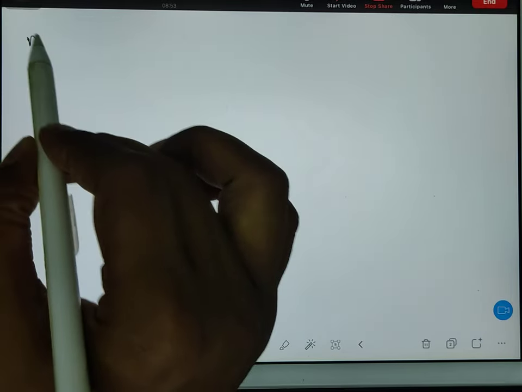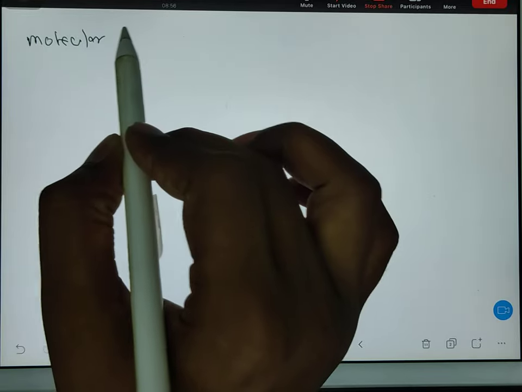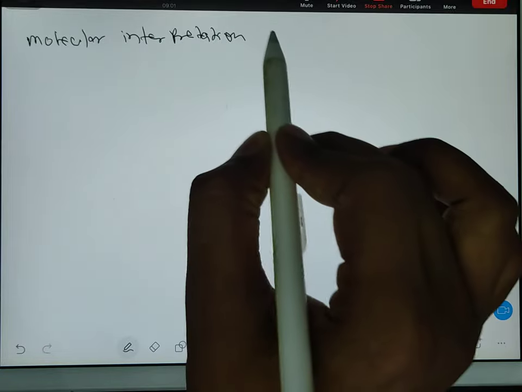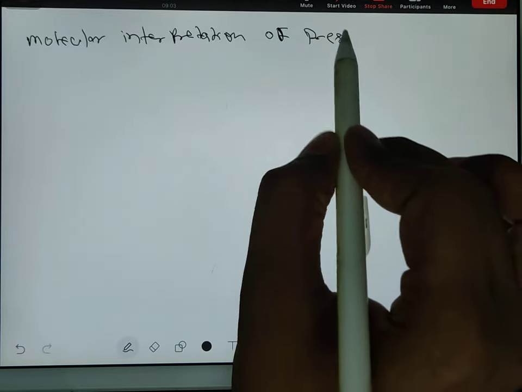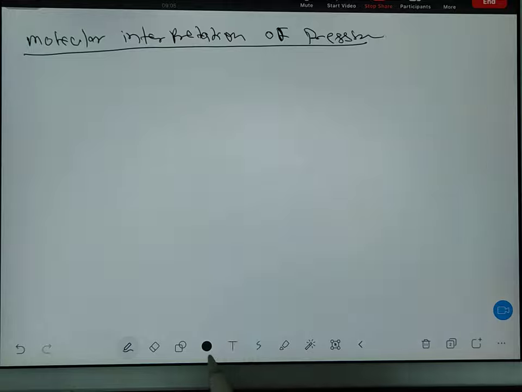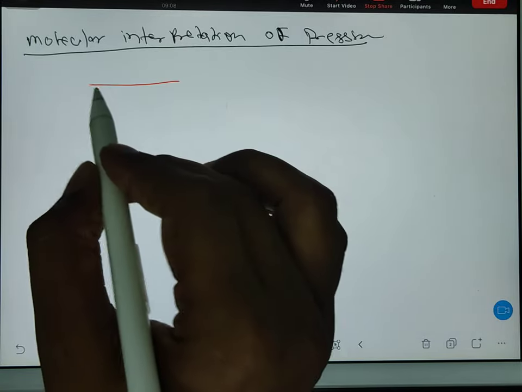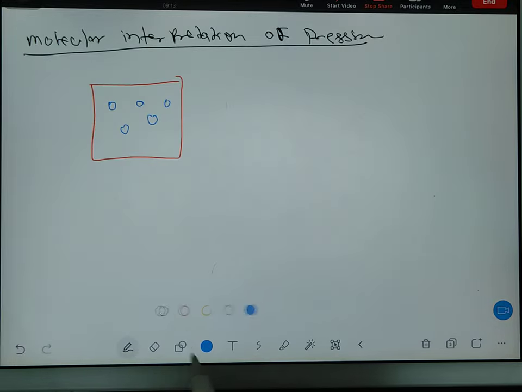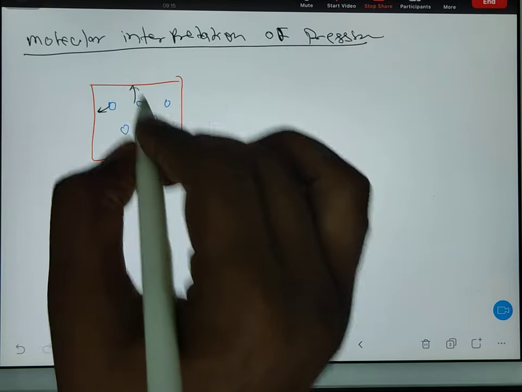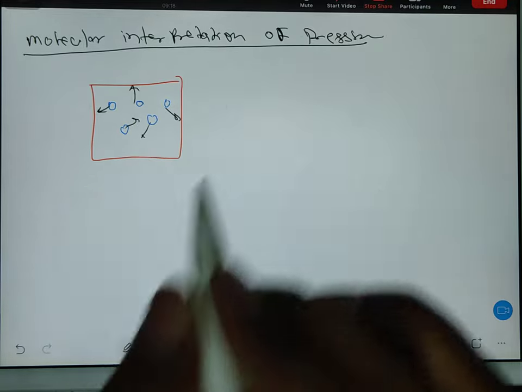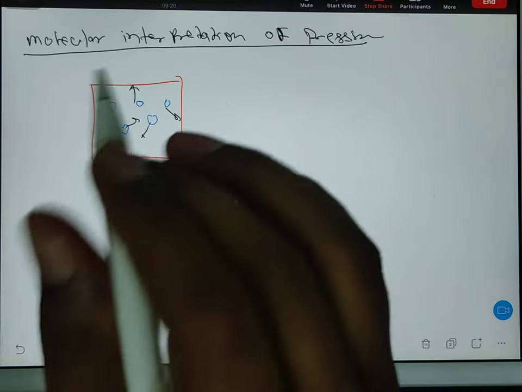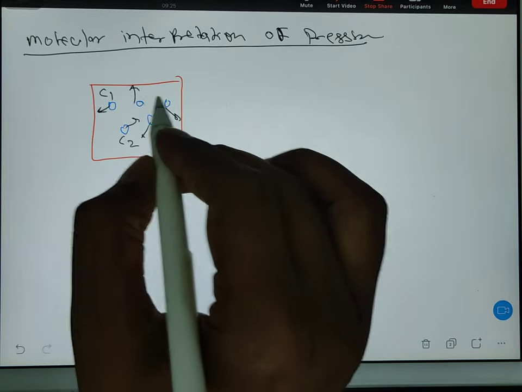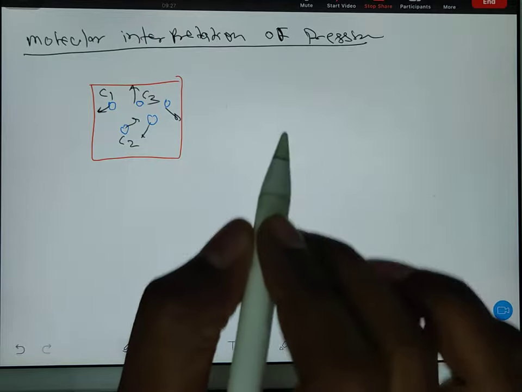So your next heading is molecular interpretation of pressure. Actually what happens here, suppose you have any chamber. In this chamber you have gases, so you know molecules will be in random motion, in random directions. So these molecules will have different velocities also. Suppose this molecule has c1 velocity, this molecule c2 velocity, this molecule c3 velocity, and so on, right?